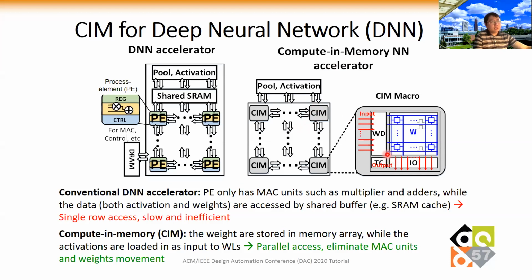And you can see that in this computing memory approach, the weights are stationary. We only move the input and output vectors. Therefore, we can reduce the data movement. Also, we can enable this parallel access and eliminate the digital MAC units. So those are the potential benefits of this computing memory approach.